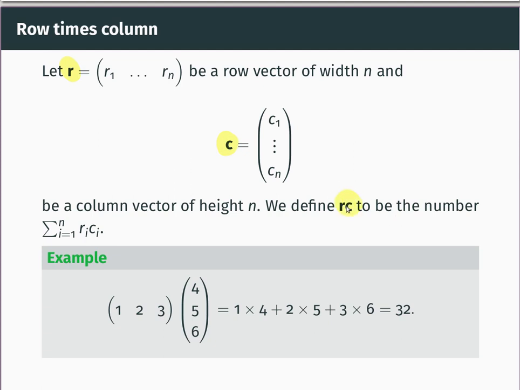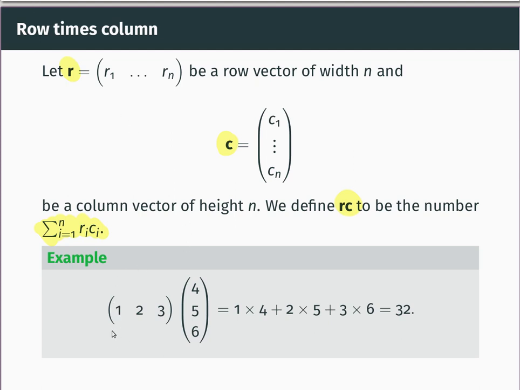We then define the matrix product R times C to be the number which you get by multiplying corresponding entries of these two vectors and adding them up. So R1 times C1 plus R2 times C2 plus R3 times C3, and so on. In symbols, that is the sum from i equals 1 to n of R sub i times C sub i, where R sub i is the ith entry in the row vector R, and C sub i is the ith entry in the column vector C. If you've seen dot products before, then this is like a dot product.